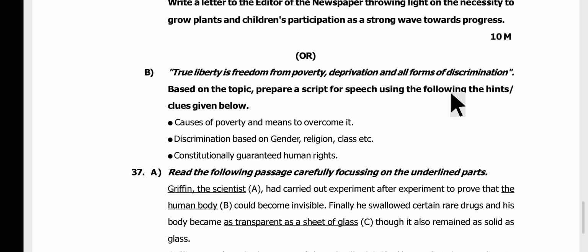prepare a script for the speech. Here causes of poverty, how to reduce the discrimination based on gender, religion, class, and constitutionally guaranteed human rights. So this is the tagline: liberty is freedom from poverty, deprivation, and all forms of discrimination. This is the tagline or caption of the script. Now we have to prepare a speech for that particular context.